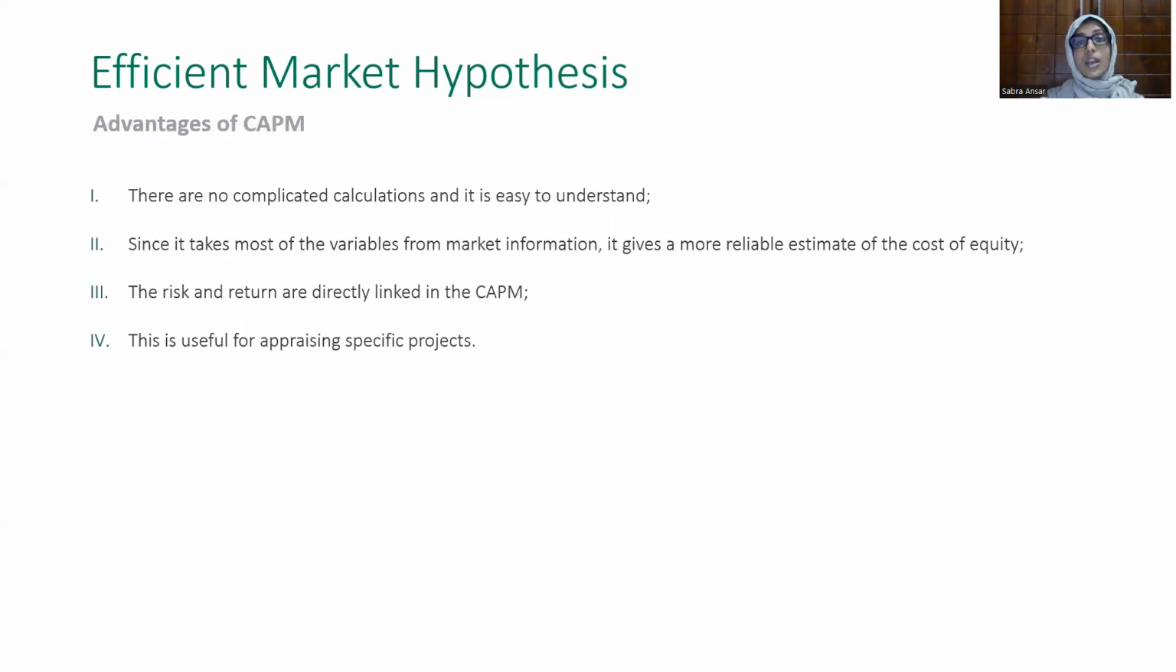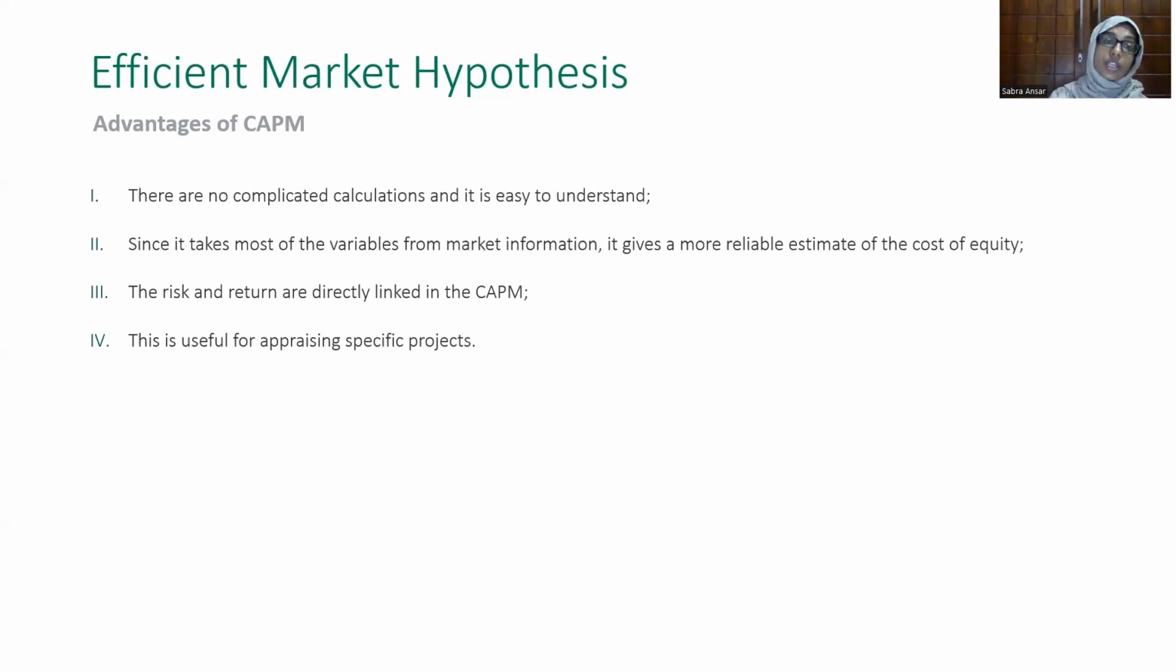When it comes to CAPM, one thing we need to understand is that there are no complicated calculations, because we have a formula and we just put everything inside. No thinking is involved. We can just put it in the formula and get an answer. Also, since it takes most of the variables from market information, it gives a more reliable estimate of the cost of equity.